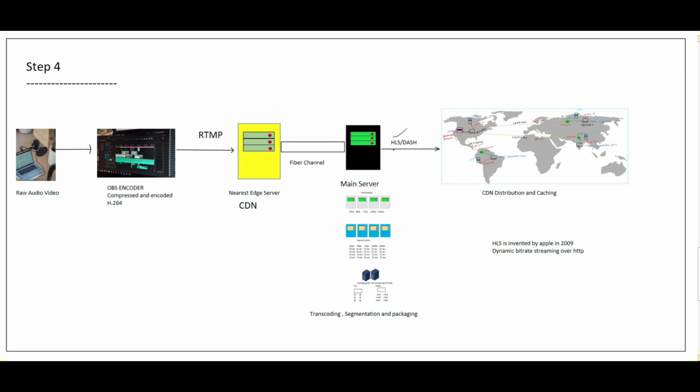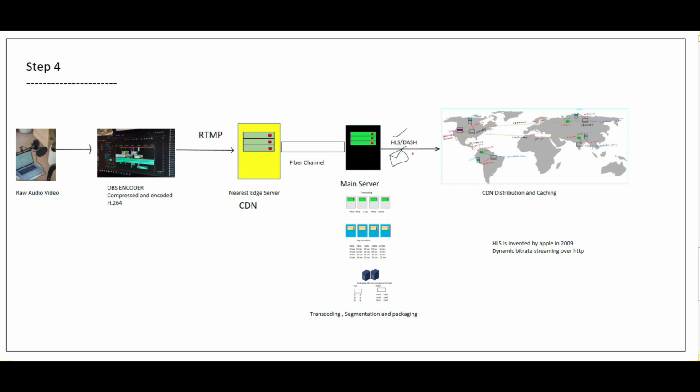HLS is nothing but the HTTP Live Streaming protocol. It was developed by Apple in 2009, and DASH is Dynamic Adaptive Streaming over HTTP. HLS is a commonly used protocol because DASH is not supported on Apple devices. So in this scenario, we will take the example of HLS. We'll use the HLS protocol while transporting the video from the main server to the CDN network.